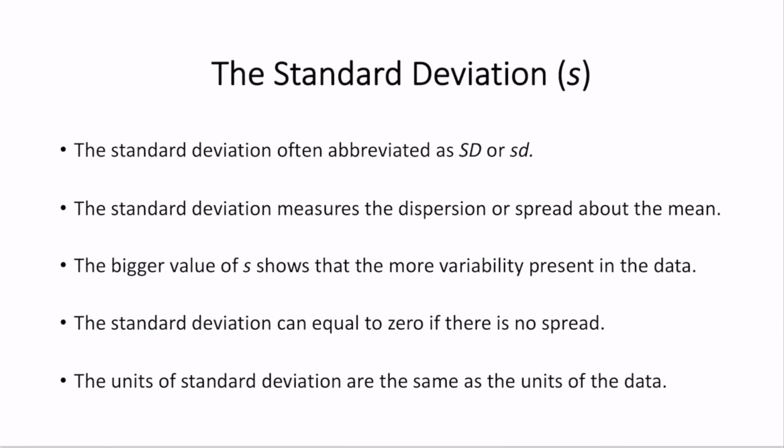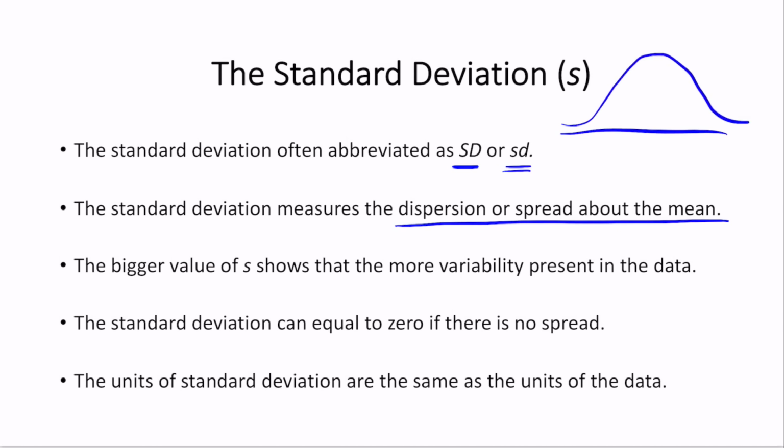Standard deviation can be represented as SD or lowercase sd. The standard deviation measures the dispersion or the spread about the mean. So for example, if you have a data set, and this is the mean, standard deviation basically checks how far apart the data is from the mean. So this is how the standard deviation generally works.